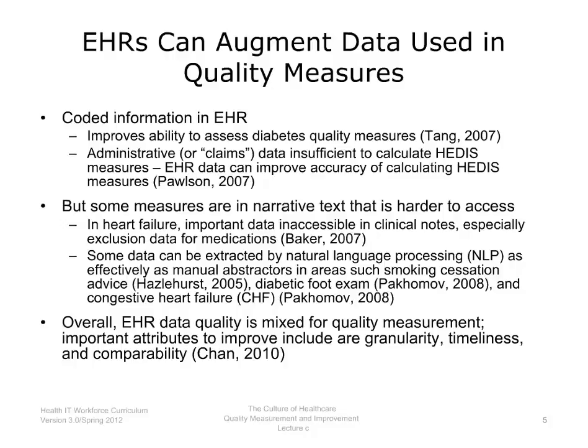On the other hand, some data can be extracted by natural language processing techniques as effectively as manual abstraction in some areas, although there is no general ability to do natural language processing in every area. But in some areas, such as smoking cessation advice, the diabetic foot exam, and congestive heart failure, CHF, it is possible to create natural language processing systems that recognize data that can be used to feed quality measures.